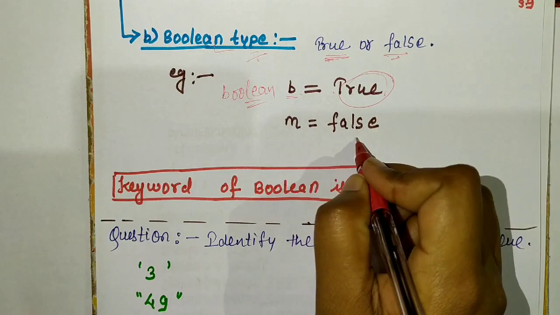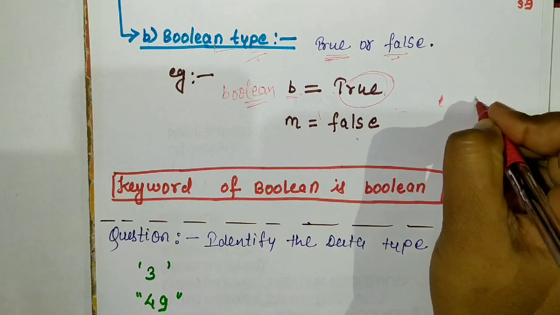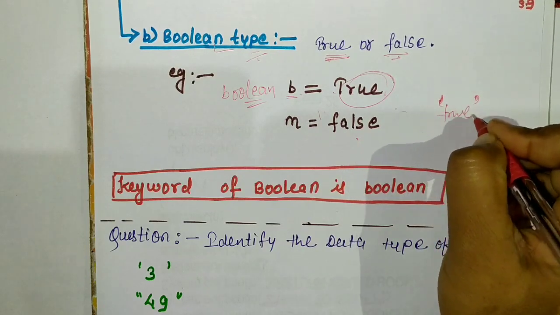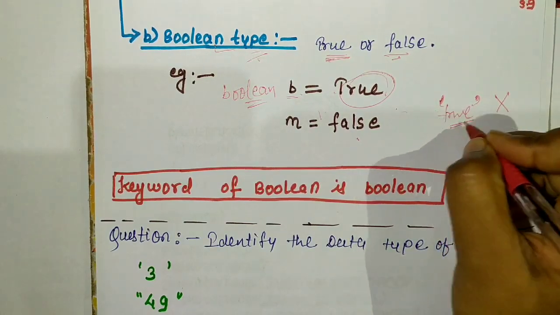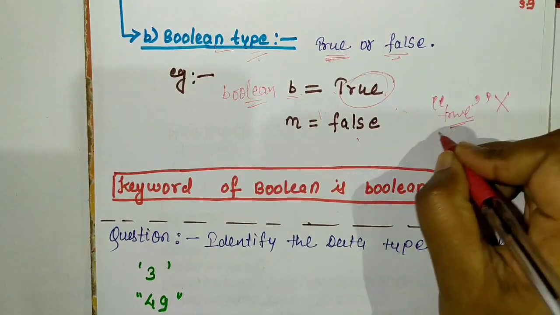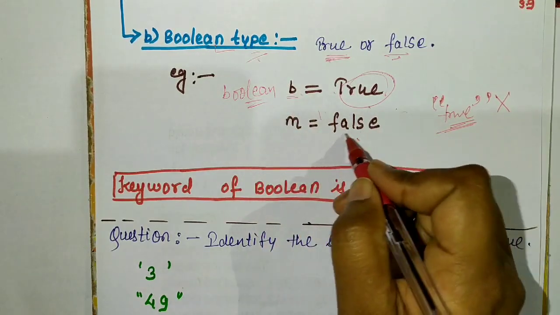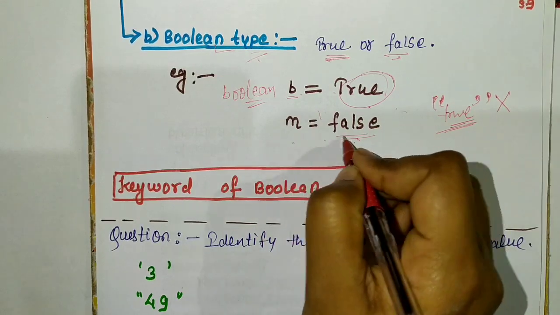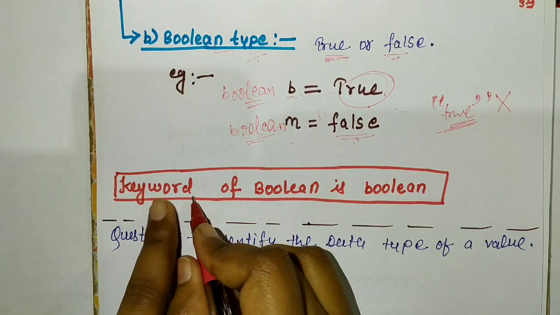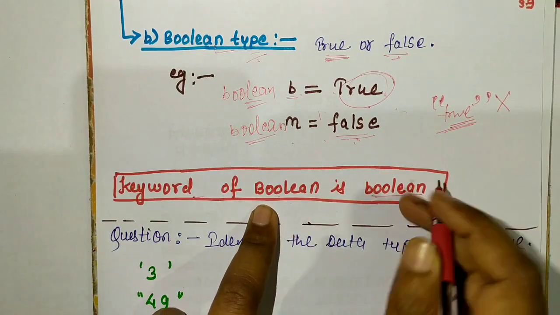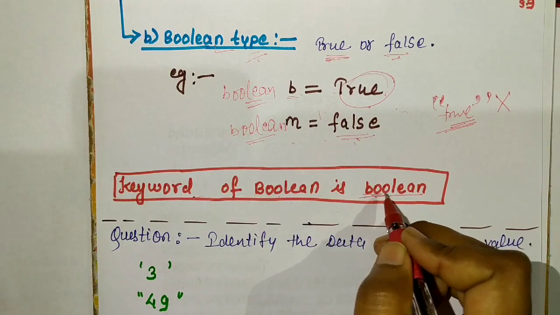But remember one thing, a Boolean data type does not contain any single quote or double quote. If we write true in single quote, that is not a Boolean. If we write true in double quote, that is also not a Boolean, because Boolean only contains true or false without any quote. Here M is equal to false, so it is also a Boolean. What is the keyword of Boolean? The keyword of Boolean is boolean, only in small letters, not in capital letters.